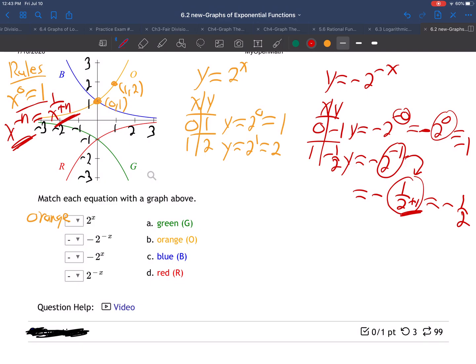So, okay, over 1, down half. So over 0, down 1, there's that point. Over 0, down 1, and then this point here is over 1, down a half. So that's the red graph, isn't it? That is the red graph. Okay, let's do the next one. Let's do this guy.